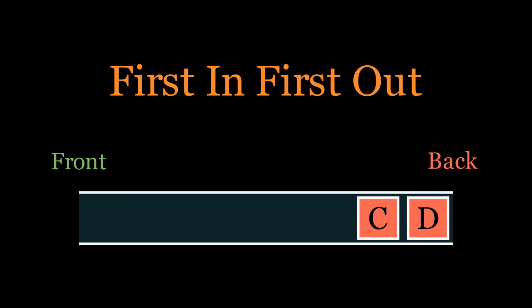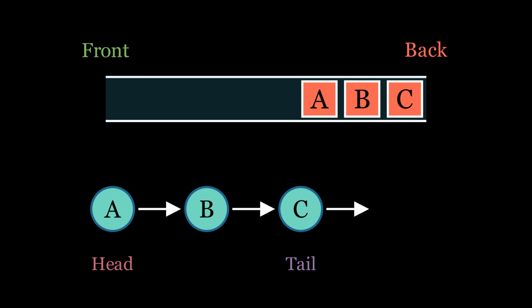Queues can be implemented using both linked lists and arrays. First, let's look at the linked list implementation. A solid understanding of linked lists is necessary to grasp this concept fully. If you're not familiar with linked lists, we have a detailed video on the topic available on our channel. You can find the link in the description.